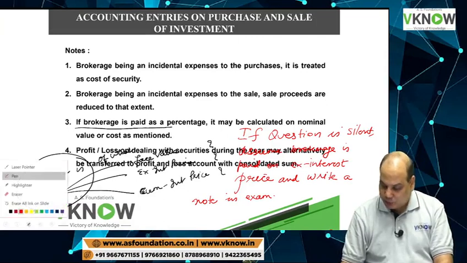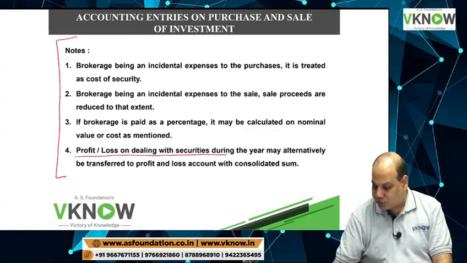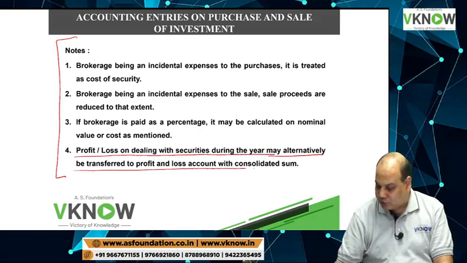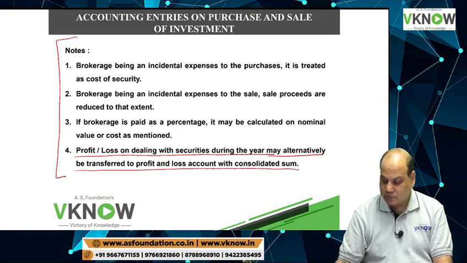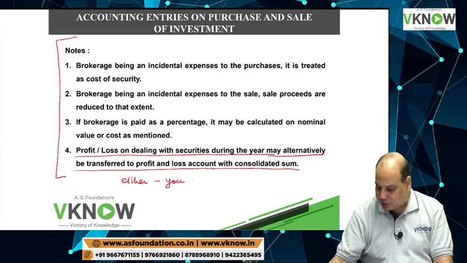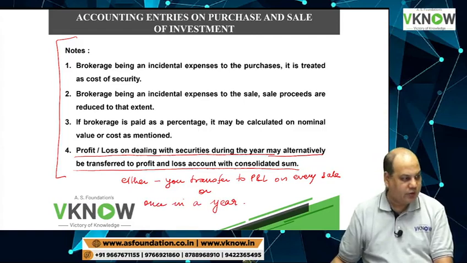Important point number 4: profit or loss on dealing with securities during the year may alternatively be transferred to profit and loss account with a consolidated sum. It means either you transfer to P&L account on every sale, or once in a year.